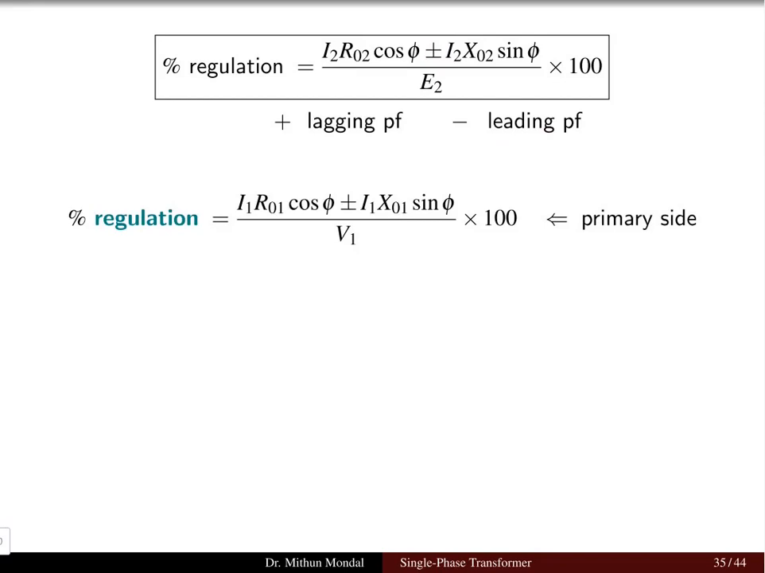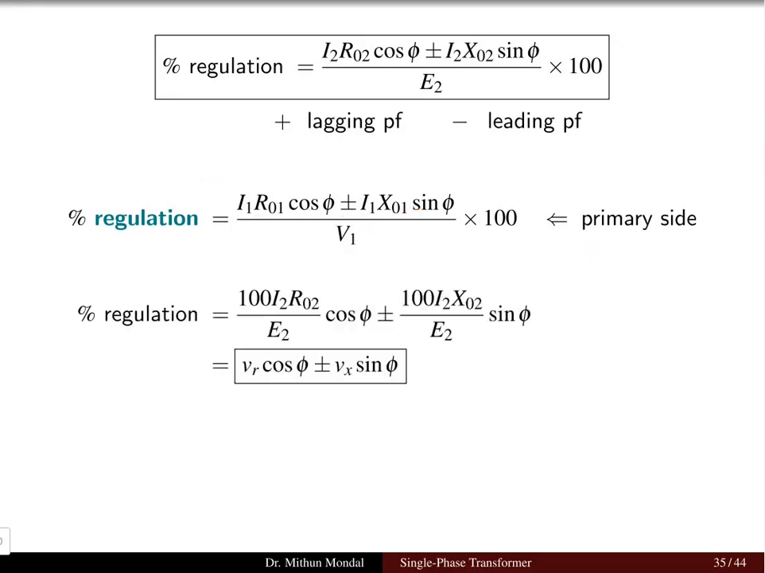The same derivation can be done from the primary side, because this derivation has been done from the secondary side. If we are doing this derivation from the primary side, all the current and the other parameters will be taken from the primary side. So we will have I1 R01 cos phi plus minus I1 X01 sin phi, and in the denominator we have V1, which is the primary voltage.